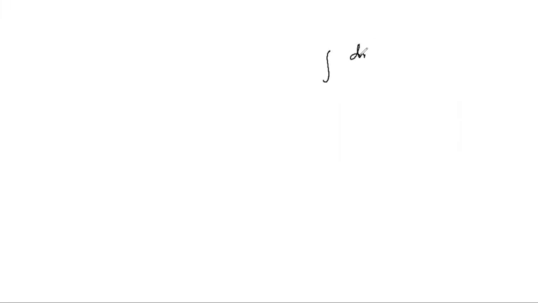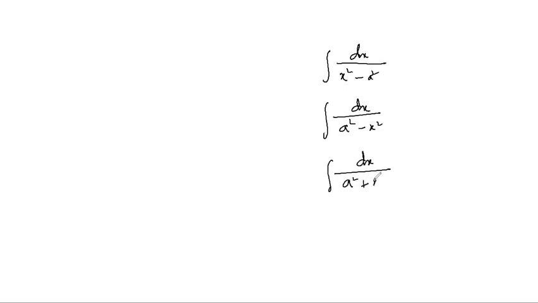First formula, x square minus a square. Second formula, a square minus x square. Third formula, a square plus x square. They can be factorized, so the answer is log. Can anybody tell me the answer? 1 upon 2a log x minus a upon x plus a. Very good, very good.